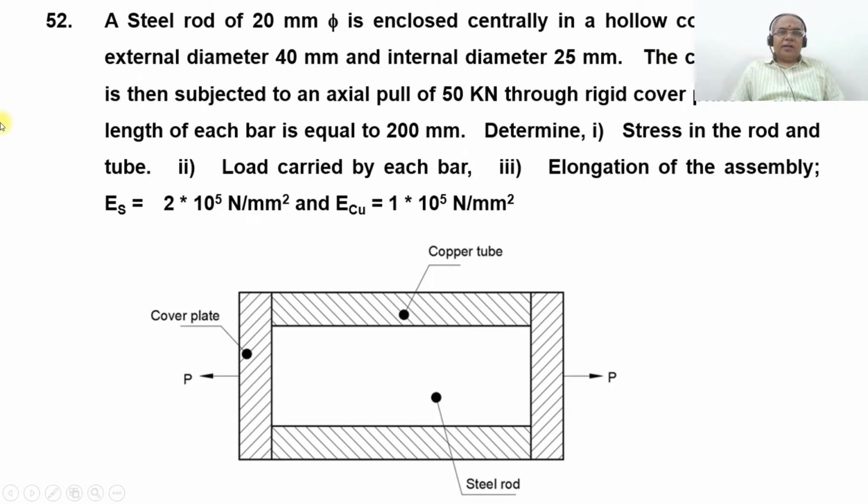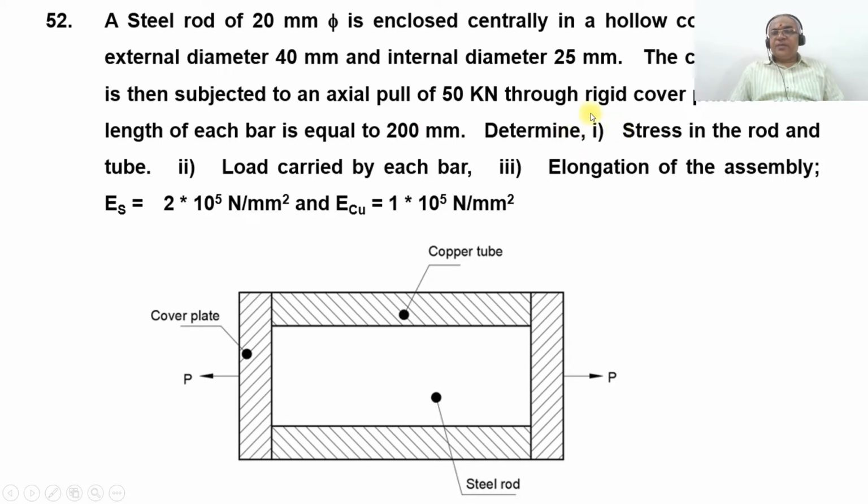The composite bar is then subjected to an axial pull of 50 kilonewton through a rigid cover plate. So this is the cover plate which is pulled by a 50 kilonewton load. The length of each bar, that is the steel bar and the copper tube, is equal to 200 mm.